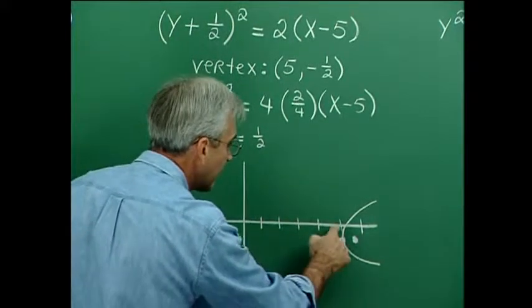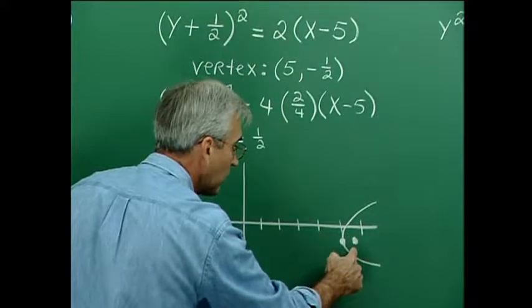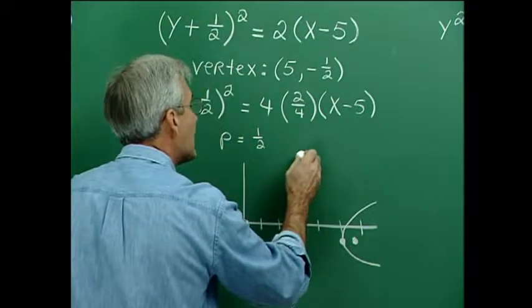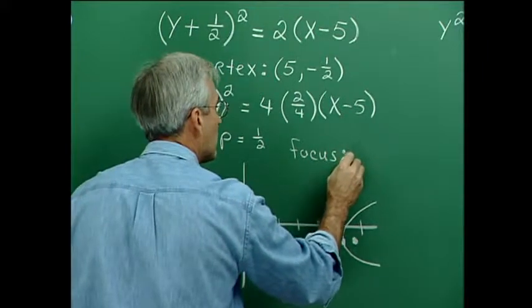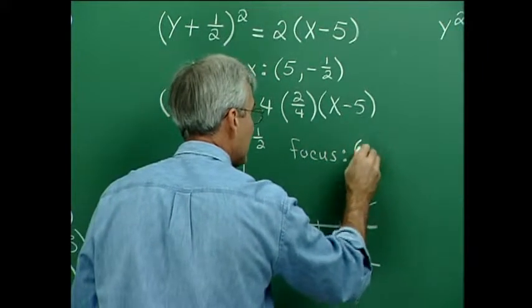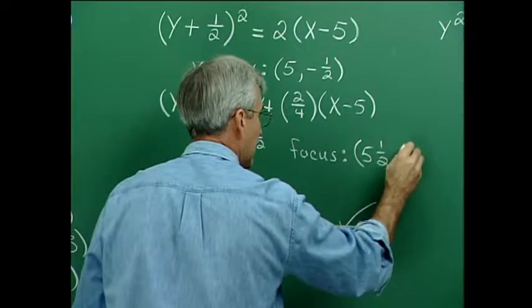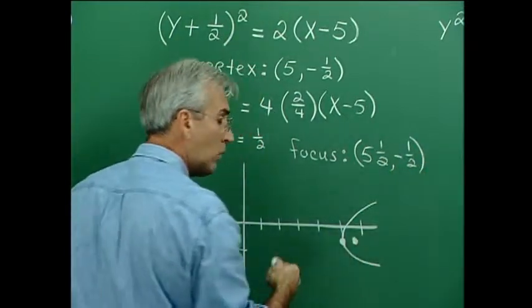Let's see, we go over 5½ and then down 1/2. So the focus has coordinates 5½, -1/2. And what about the directrix?